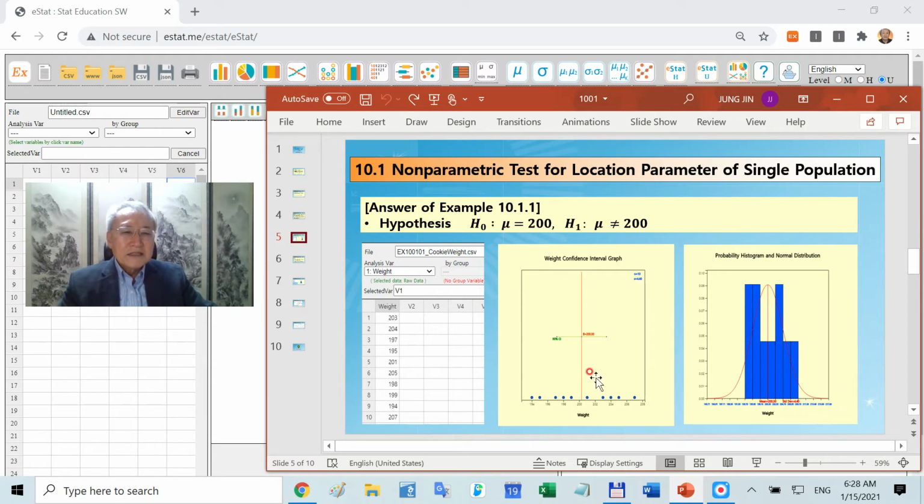People try to apply some test without checking whether normality holds or not. Maybe an easy way would be to plot histogram and check whether it follows normal. You will study how to test normality in chapter 11. But before you study that, you just check histogram. It doesn't look like normal, right?